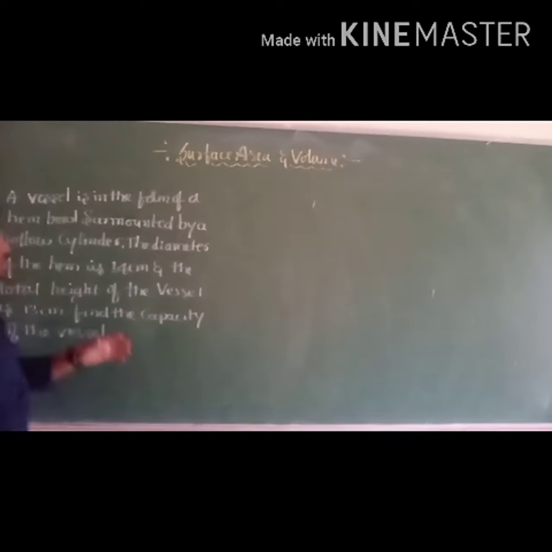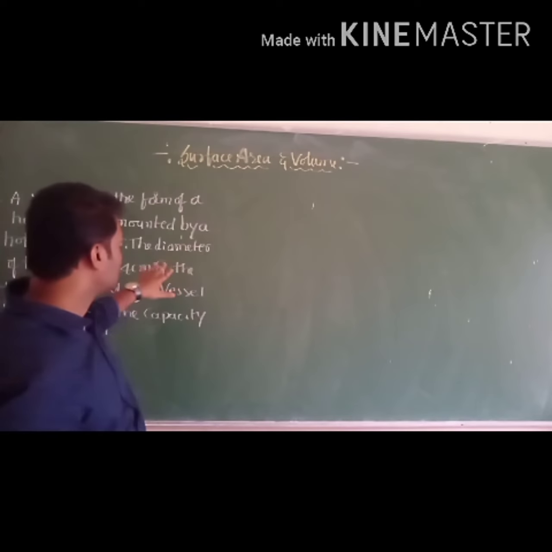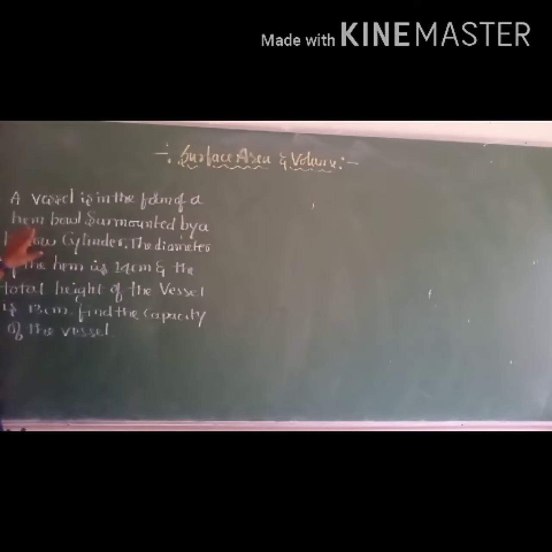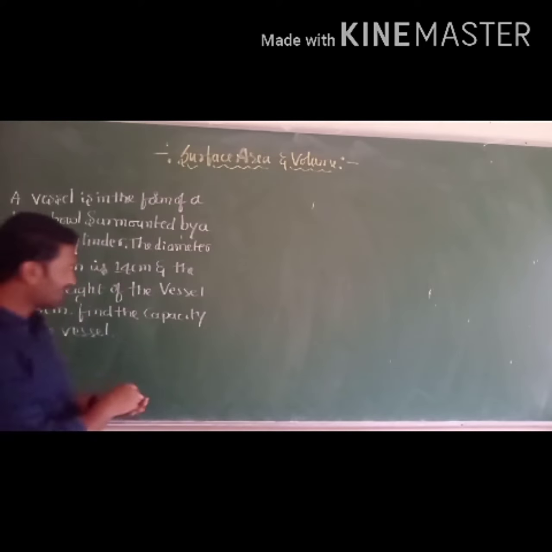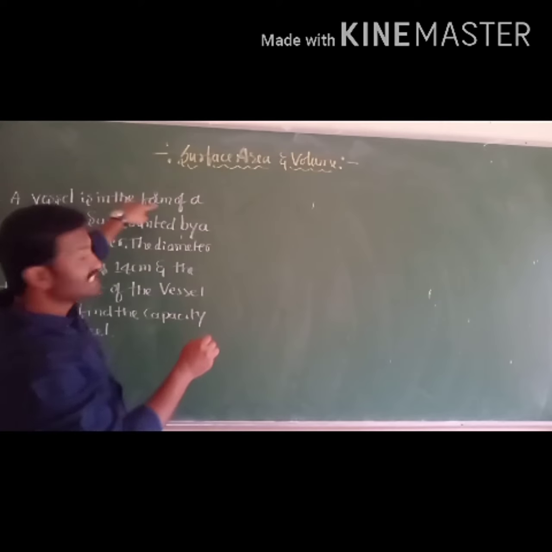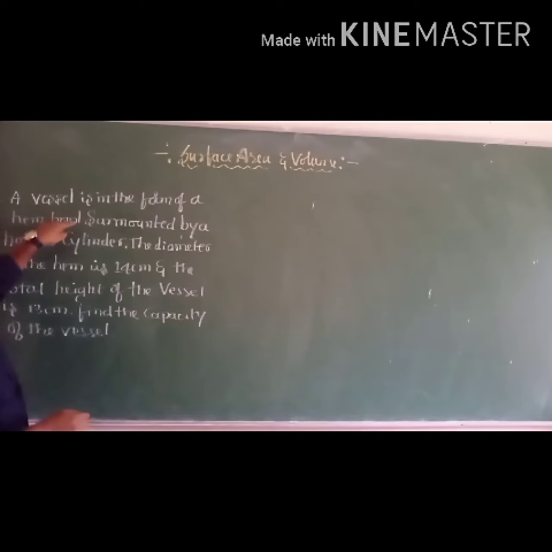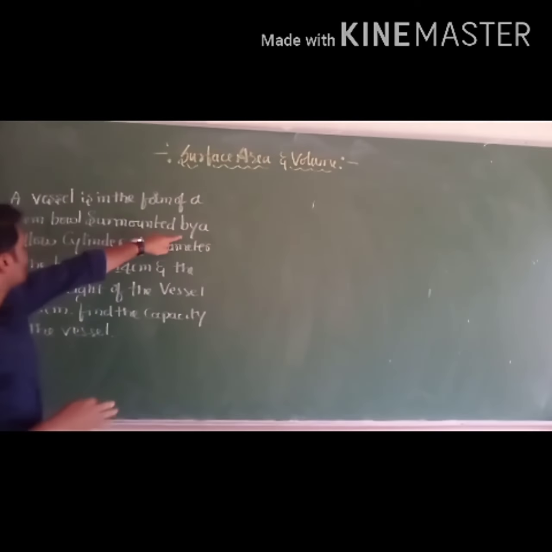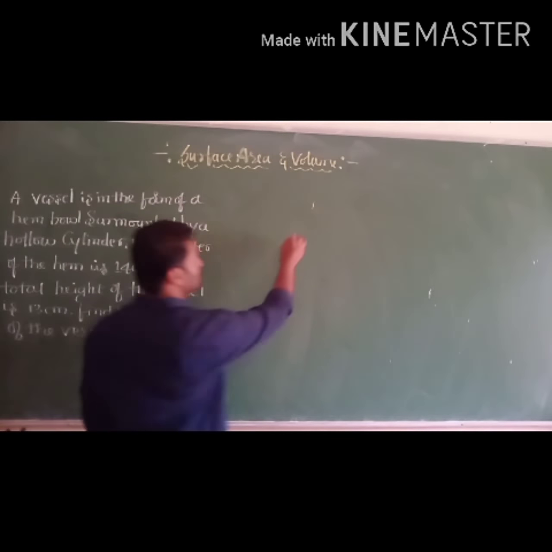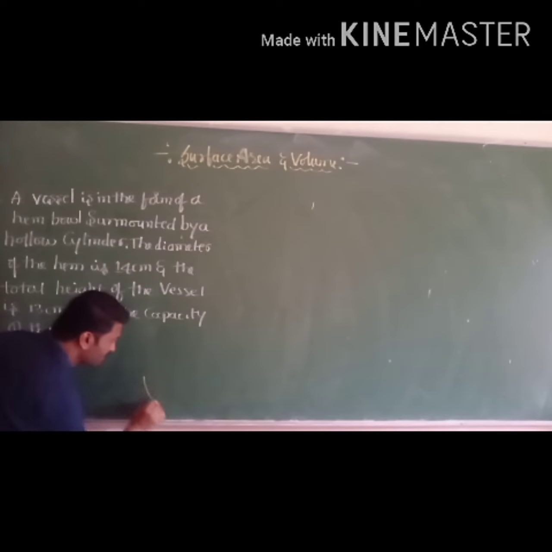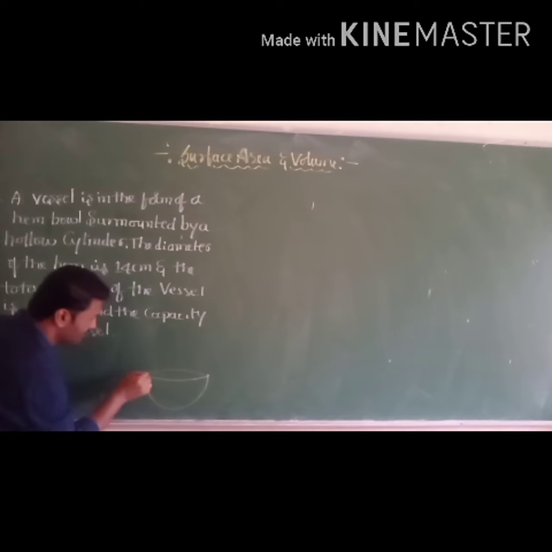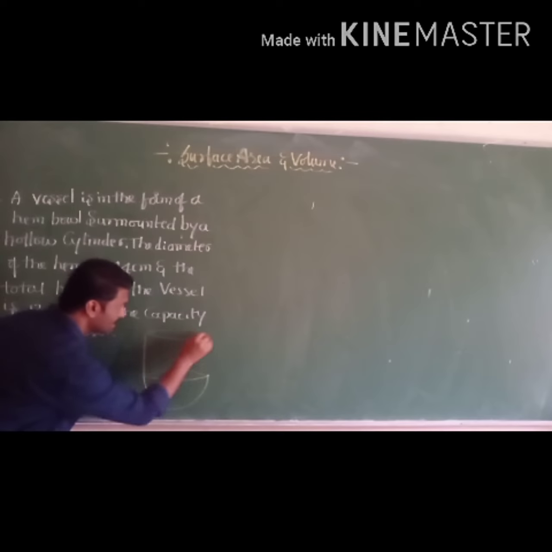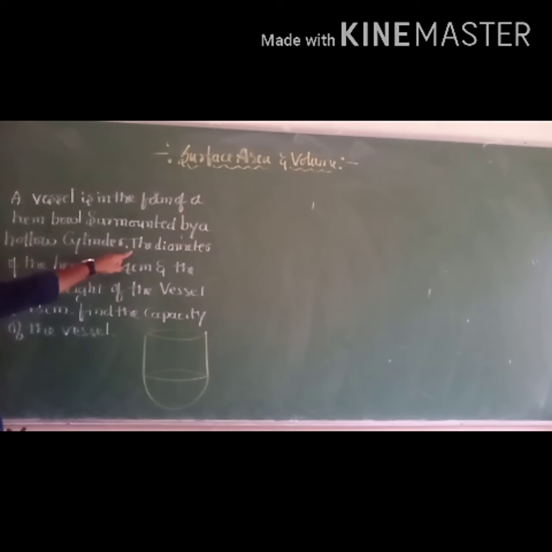Here is one more problem of finding the same value. We have to find out here: a vessel is in the form of a hemispherical ball surmounted by a hollow cylinder. Okay, I'll draw the diagram here. On a hemisphere, a cylinder is present. This is a hemisphere surmounted by a cylinder.